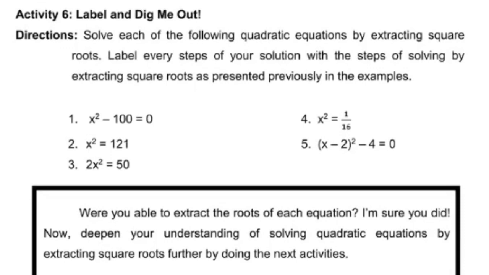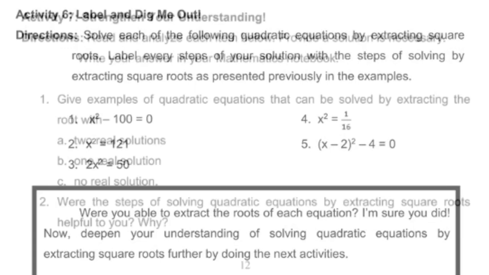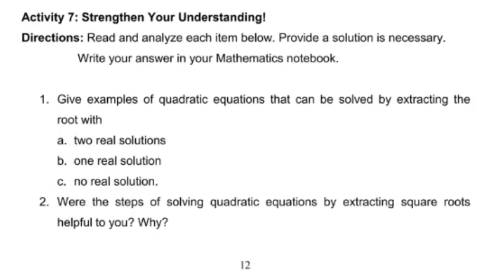So for activity 6, you have there 5 given equations. What you're going to do is solve quadratic equations by extracting square roots. Label every step of your solution with the steps of solving by extracting the square roots as presented previously in the examples. So you will just apply here what you have learned in the discussion.